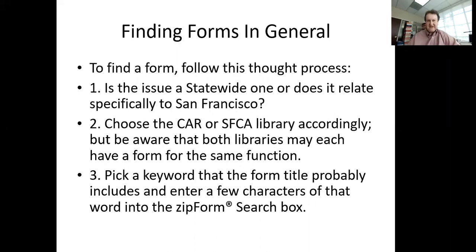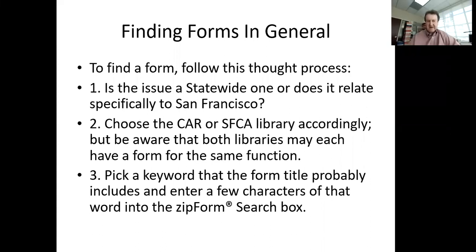So, finding forms in general. To find a form, follow this thought process. Is the issue a statewide one, or does it relate specifically to San Francisco? This was quite interesting for me recently, as I am involved in an offer for the first time in many, many years of a sale of one of my listings that is conditioned on the sale of another property. So the buyer has to sell another property first. That's a good example of an issue that can occur statewide, and doesn't relate specifically to San Francisco. So the form that the other agent needed is in the CAR library.